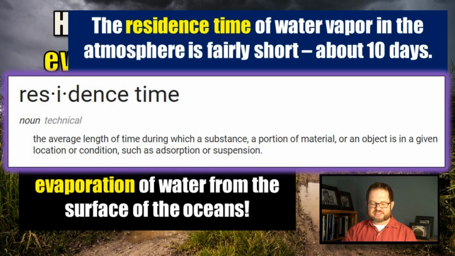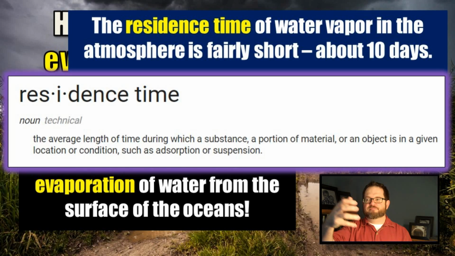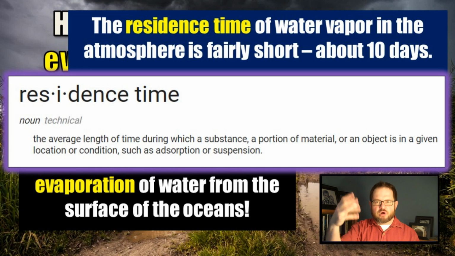If that word residence time isn't something that you happen to remember from ATS-113, where we make a big deal about residence time, the residence time of a gas in general is the average length of time in which a substance, like a gas molecule, is in a given location or condition. So, how long is that water molecule in the form of water vapor in the atmosphere before it converts back into liquid water in the form of a raindrop? In the case of the atmosphere and water vapor, it's pretty short. It's like 10 days.